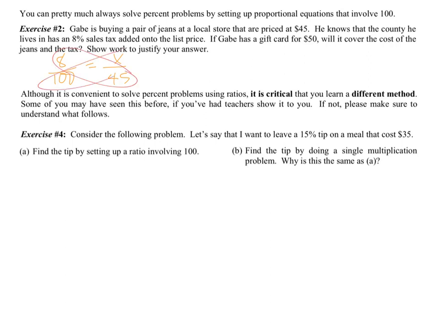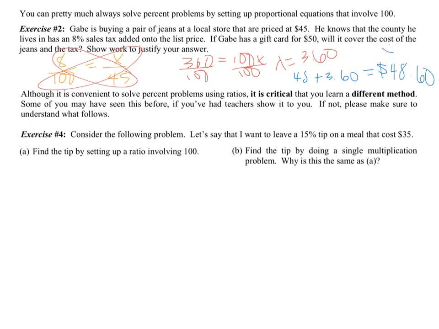We're going to cross multiply. 8 times 45 is 360. 100 times x is 100x. Divide each side by 100, and the sales tax is 3.60. Now we have the jeans, which was 45. Add it to the cost of the tax, and we have $48.60, so yes, the gift card will cover it.